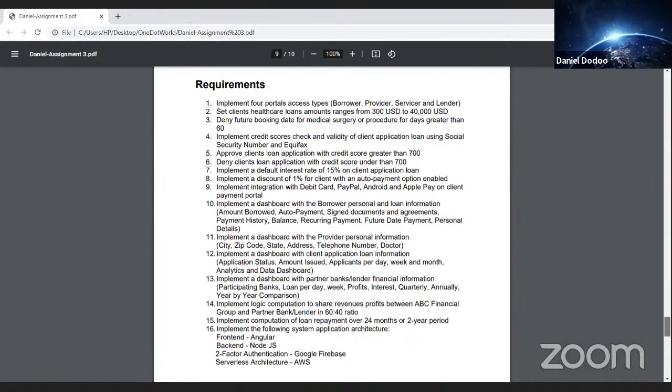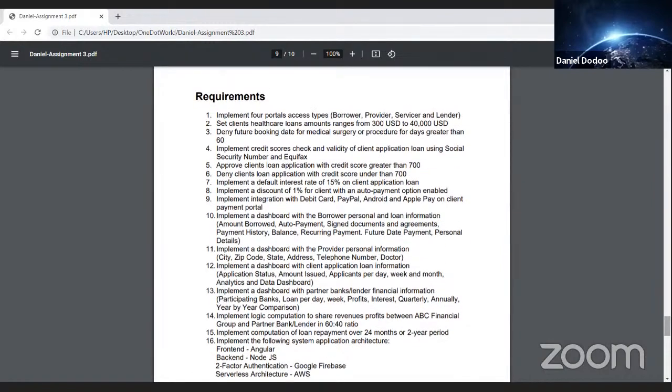Implement a dashboard with the borrower personal and loan information. So these are the information captured: amount borrowed, auto payment options, signed documents and agreements, payment history, balance, recurring payment, future date payments, and personal details.